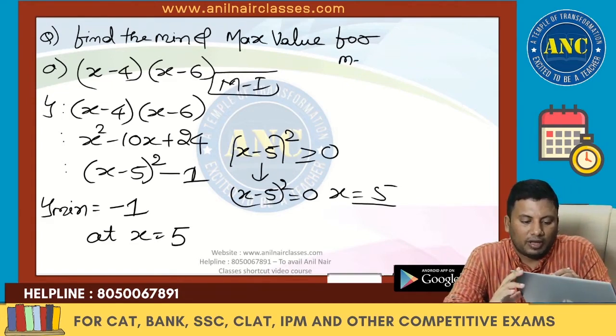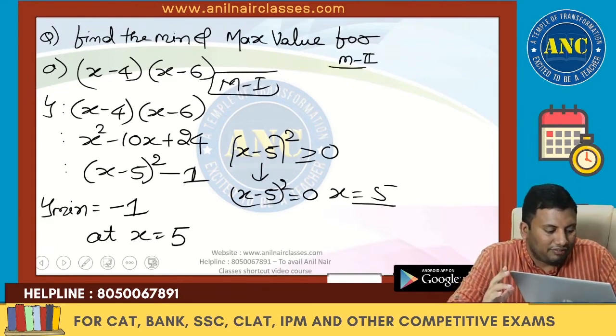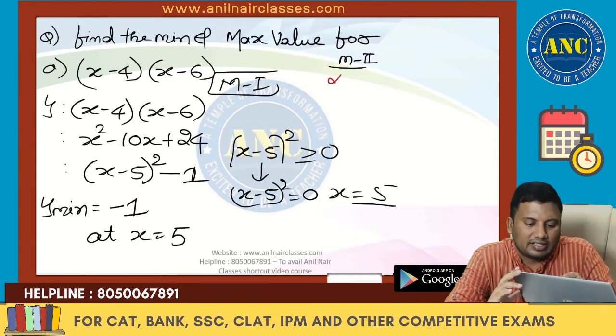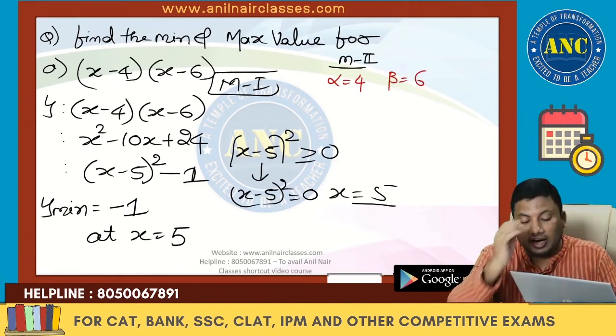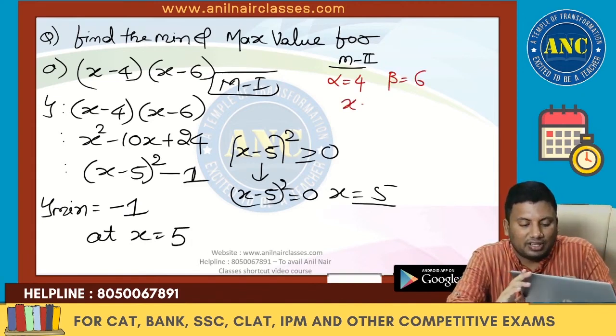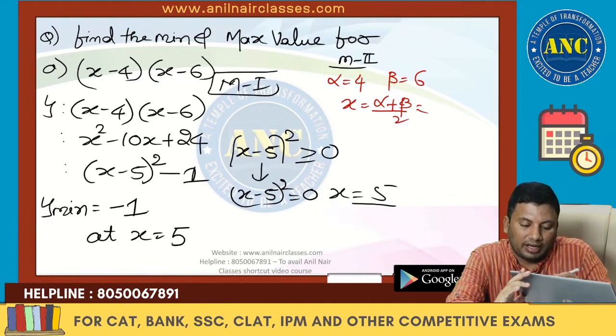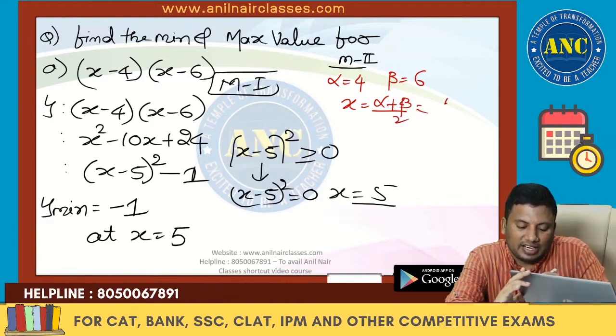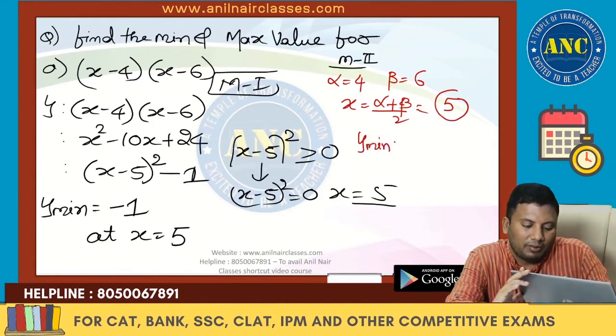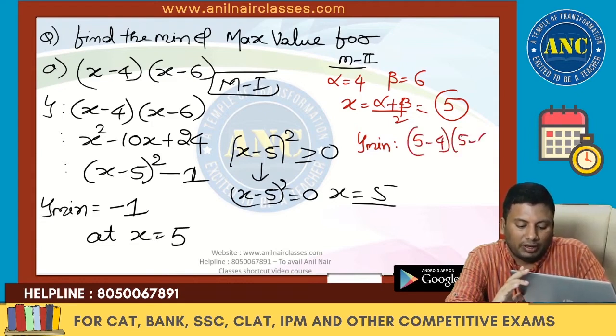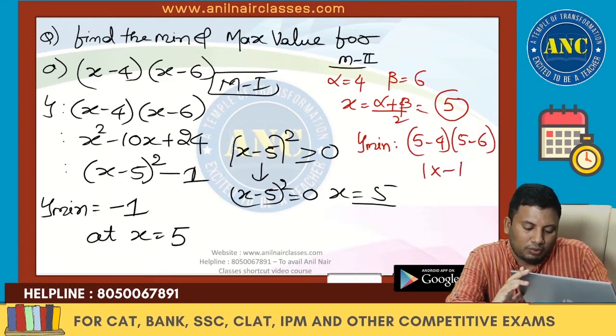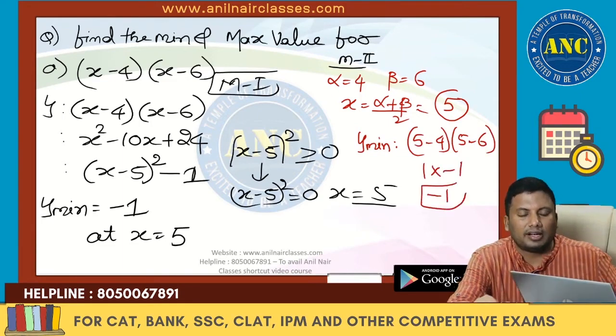Method 2. If you have a quadratic expression like this, what is alpha? 4. What is beta? 6. Take the average of these values, (alpha plus beta) by 2. This is nothing but 10 by 2, which is 5. At 5 you will get the y minimum value. Y minimum value is 5 minus 4 into 5 minus 6, so 1 into minus 1, which is minus 1.